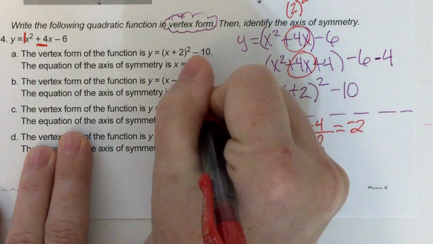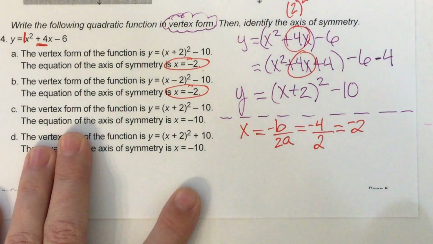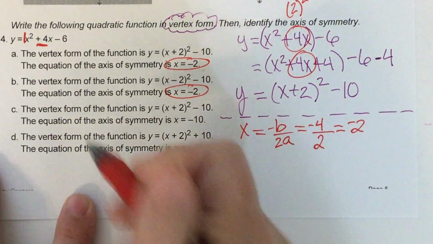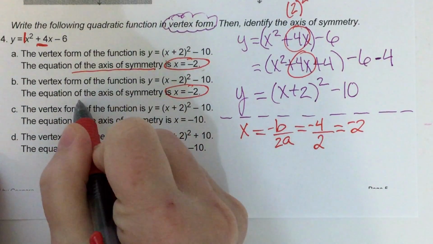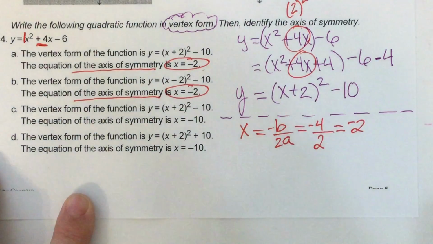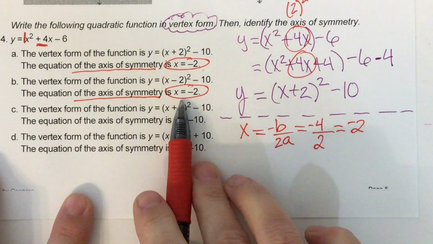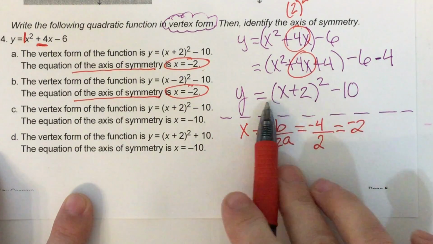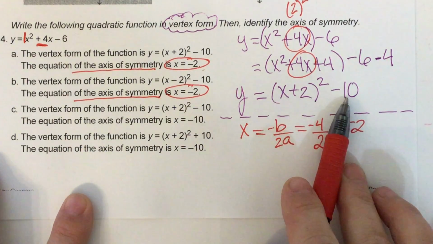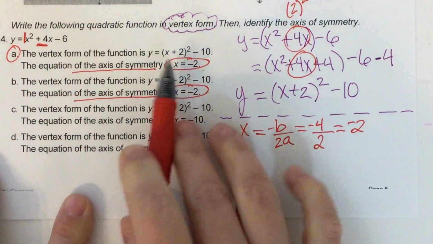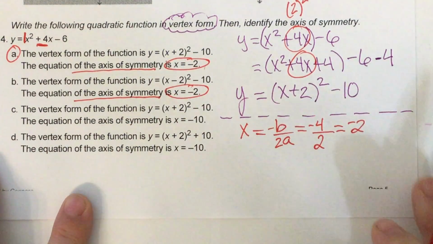So knowing that, I know the answer has to be A or B, because it's asking us to put this in vertex form and also find the axis of symmetry. I also know what the answer is now that I put it in vertex form. So I know the answer is A, because that vertex form matches what I found.